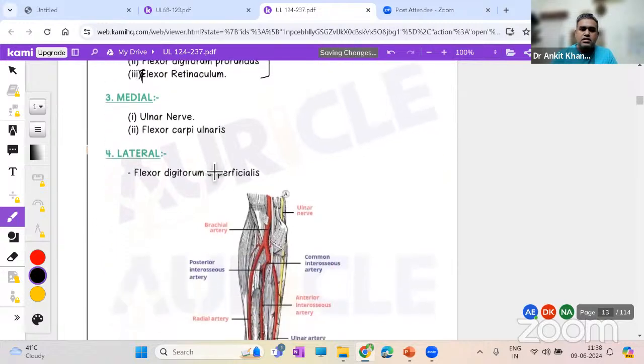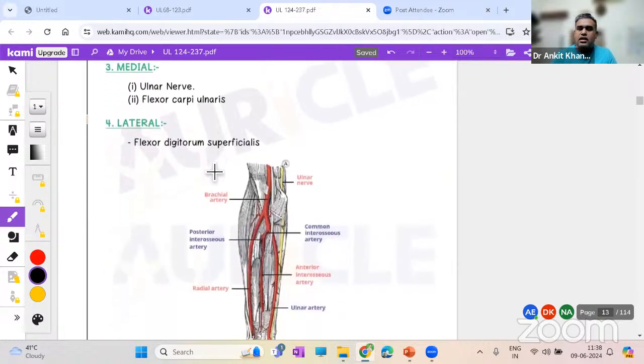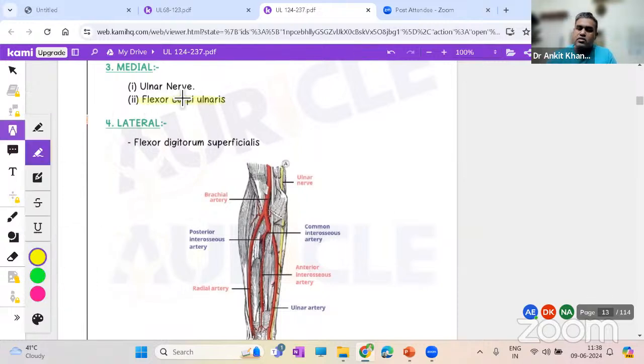Medial, you have these structures. Lateral, you have FDS over here. Here also remember medial. This is quite important. In the case of the radial artery, we saw that next to the artery we had the FCR tendon. Similarly, in the case of the ulnar artery, medial to the ulnar artery, we have the FCU tendon. So remember these two points over here.